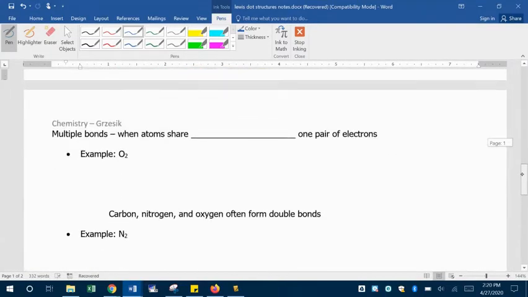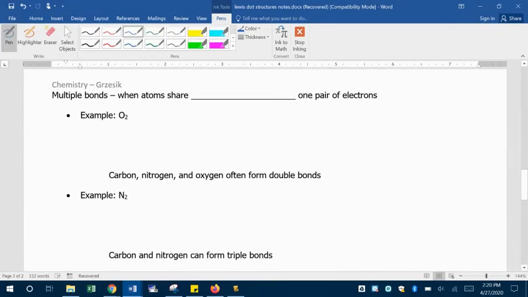Okay, let's take a look at things that might form multiple bonds. Something that forms a multiple bond is going to be when atoms share more than one pair of electrons. So an example would be oxygen. And in oxygen, if you remember, it has 6 valence electrons each. And so we can see the first bond right there. And then these electrons would also form a bond.